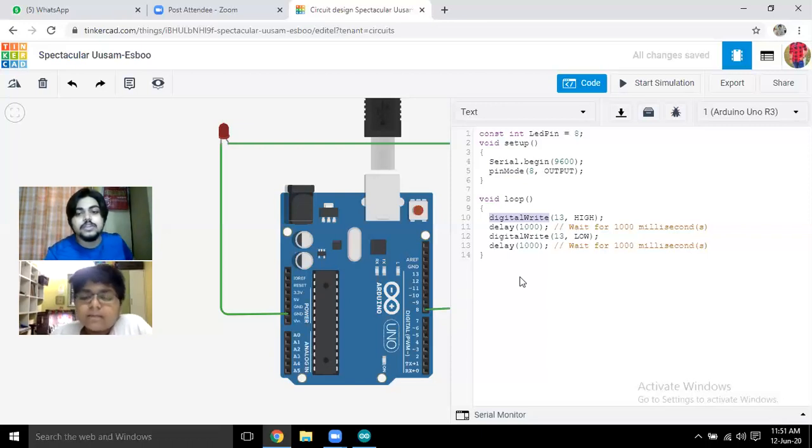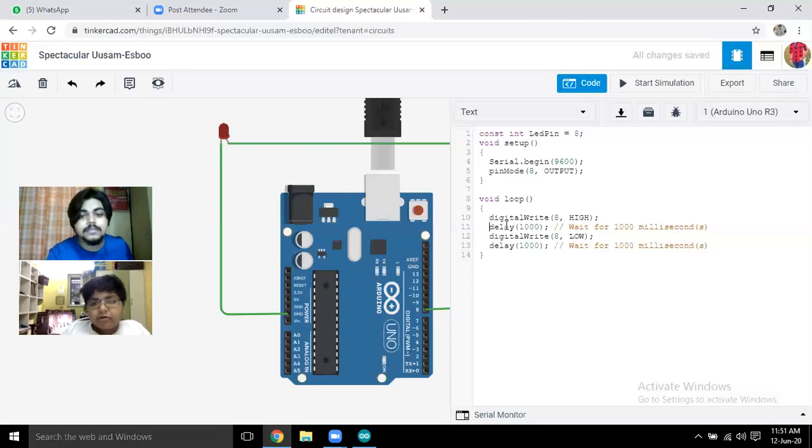So digitalWrite 13 HIGH. Not 13, it will be 8 because we have changed the number. 8 HIGH, 8 LOW. HIGH means on, that means the LED will glow up. And glow up for how many seconds? 1 second. It's written in milliseconds. 1000 milliseconds is equal to 1 second.